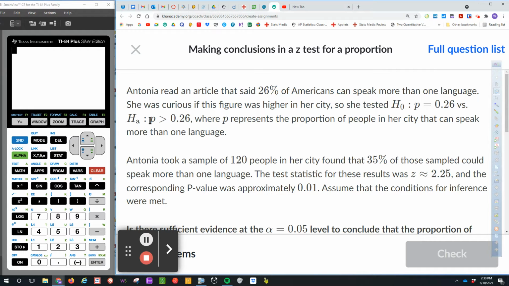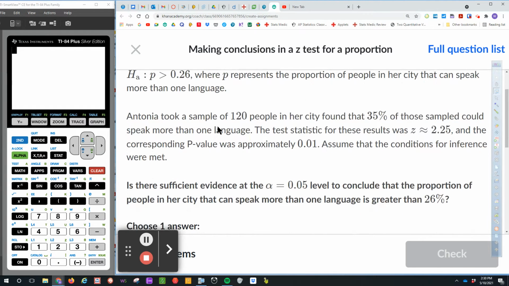The alternative hypothesis is P is greater than 0.26 because she says here she was curious if the figure was higher in the city.